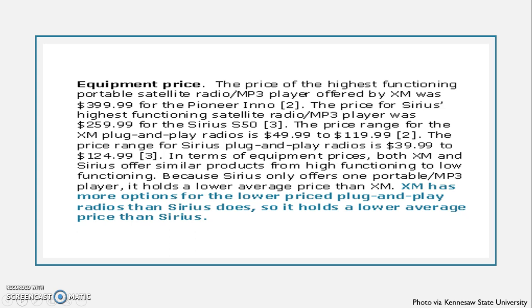So this is an example of a comparison section. Again, you can pause it if you want to read it, but I wanted to point out the sentence in blue. Each comparison paragraph should have its own conclusion at the bottom, just recapping what you decided or realized in each section. So this one says XM has more options for the lower price plug and play than Sirius does. So you're just going to want to make sure that you have that conclusion sentence at the end of each paragraph, no matter which approach you choose.